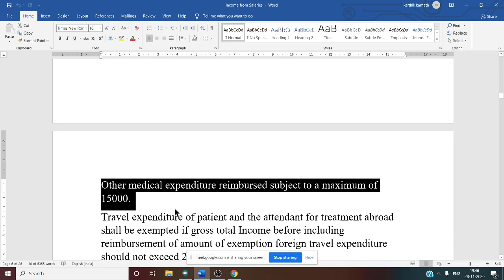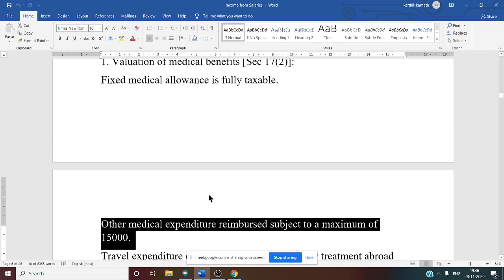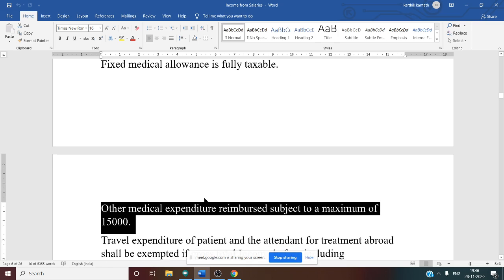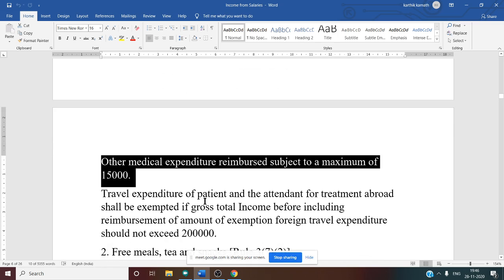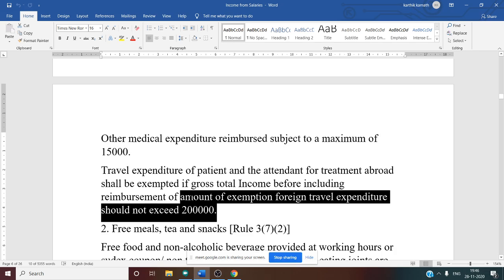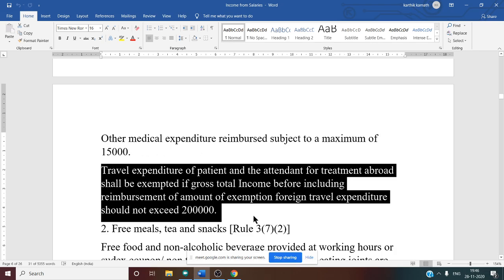Other medical expenditure means what? There are again certain rules, and that is not needed. This is just rules. Then traveling expenditure. Traveling expenditure of patient and attendant for treatment abroad shall be exempted if gross total income, before including the reimbursement of the amount of exemption, foreign travel expenditure should not exceed 2 lakh.